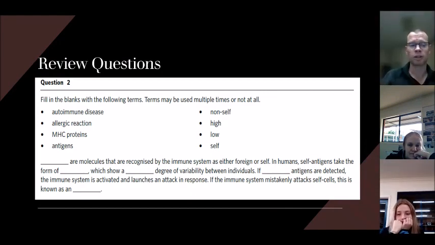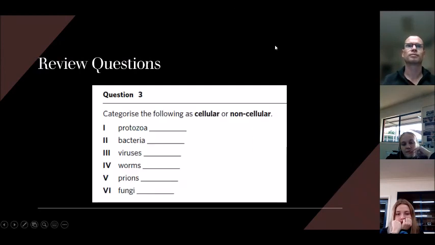Because there's a lot of new words, as there always is in biology. Using them in context is obviously going to be important. So, yep, that's good. All right.